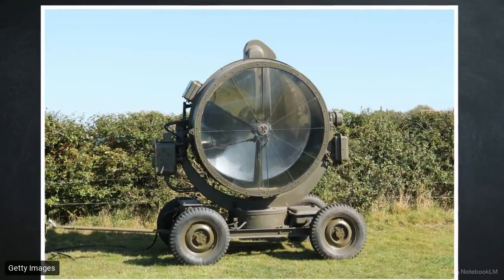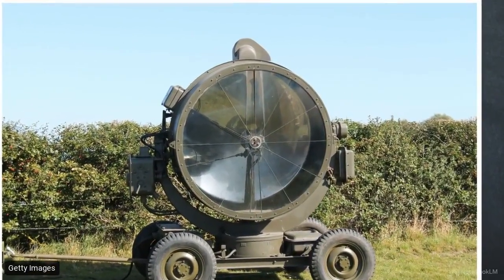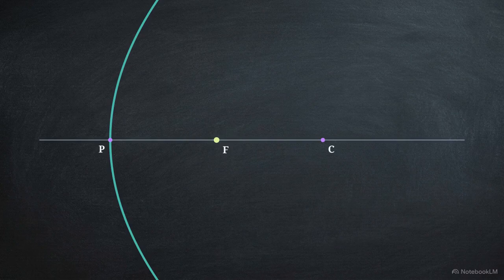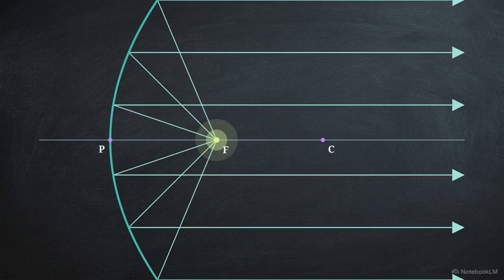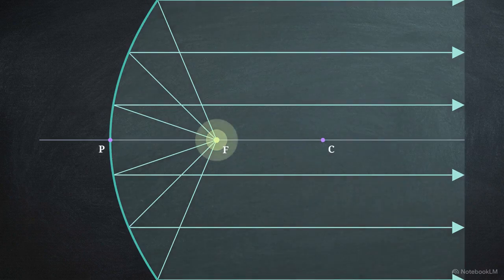We see the inverse application in this searchlight. By placing a high-intensity lamp at the focal point of a concave reflector, the mirror sends out a concentrated parallel beam of light that does not scatter over long distances.